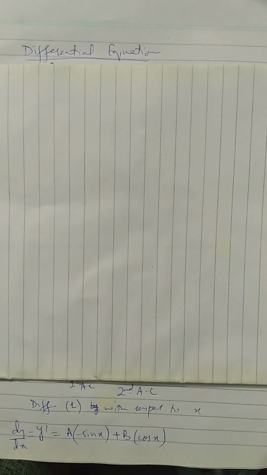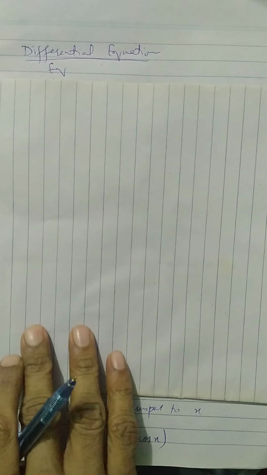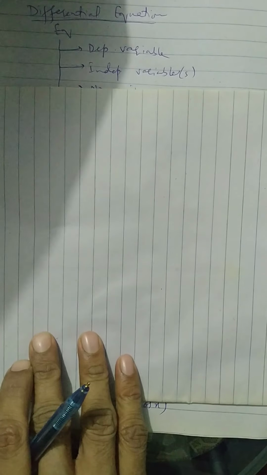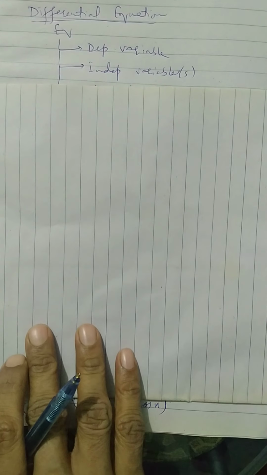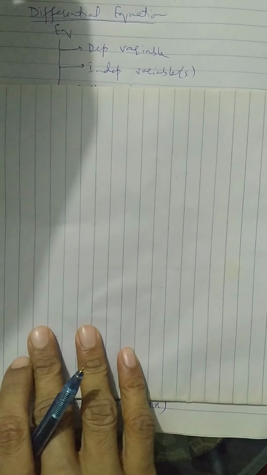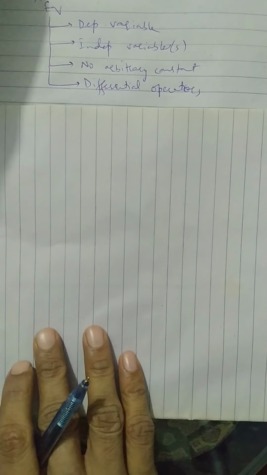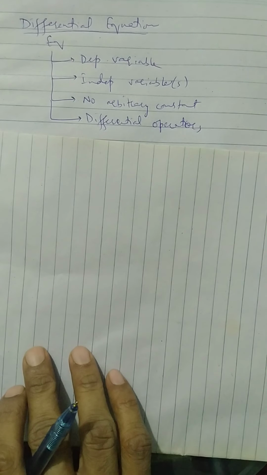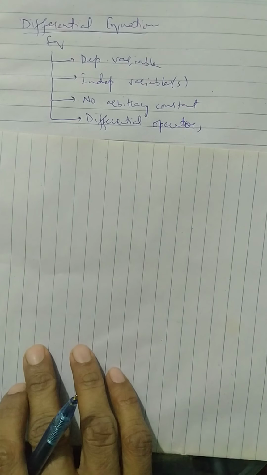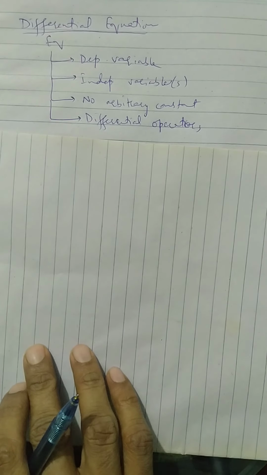It is an equation that involves a dependent variable. Of course, in any equation we have one dependent variable for our consideration of the differential equation. We might have more than one independent variable, or maybe one independent variable, and the differential operator, and it must not have any arbitrary constant. So this is the complete definition of the differential equation: it contains a dependent variable, independent variables, differential operators, and it will not have any arbitrary constant.